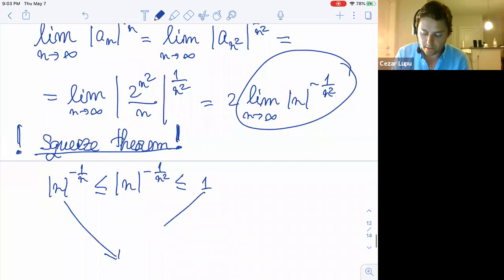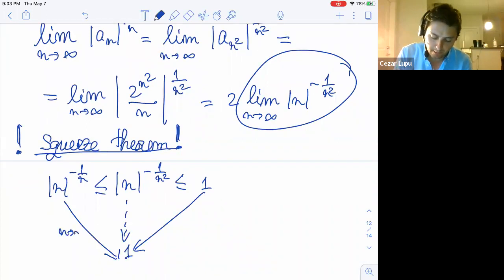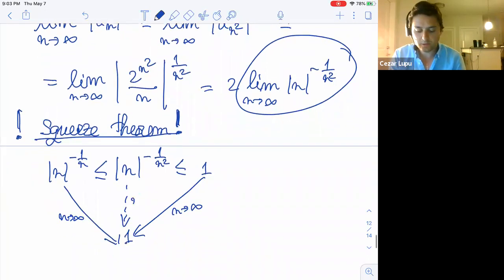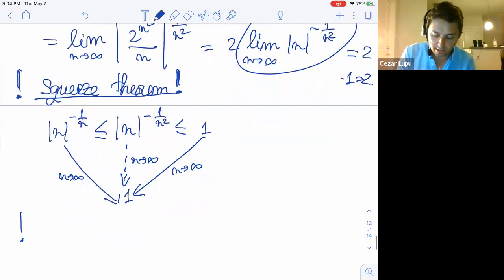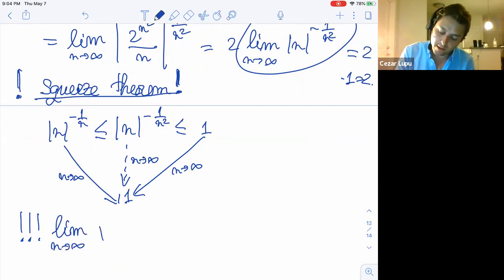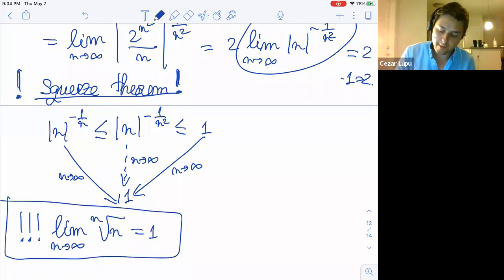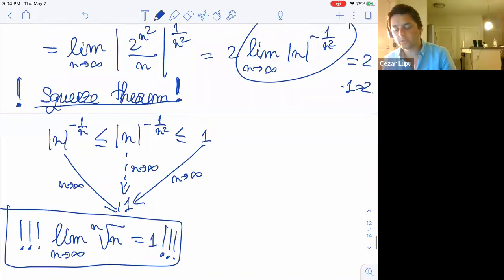And we have previously seen that the limit of this is 1. It converges to 1 as n approaches infinity. So by the squeeze theorem, this will converge to 1. So this limit will be nothing else than 2 times 1, which is 2. Here I use the fact again that the limit as n approaches infinity of the n-th root of n is 1. Keep that in mind. And here I use the squeeze theorem.